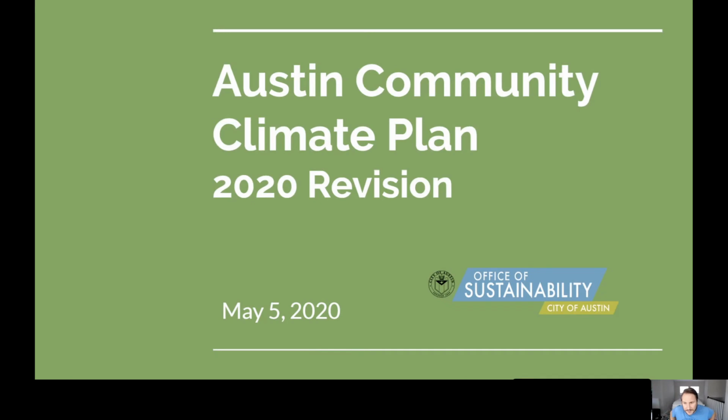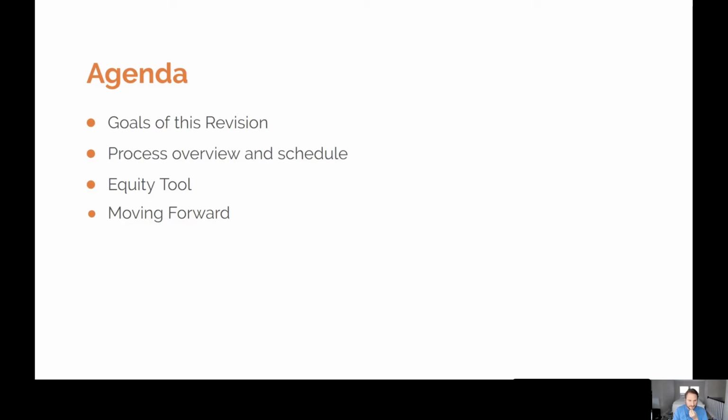Okay, so like I said earlier, I'm with the City of Austin's Office of Sustainability, Climate Program Manager Zach Baumer. And today we're going to step through where we are with the Austin Community Climate Plan revision for 2020. Okay, so generally what we're going to go through is the goals of the revision process. The first Austin Community Climate Plan was adopted by City Council in 2015, so this is the 5-year revision.